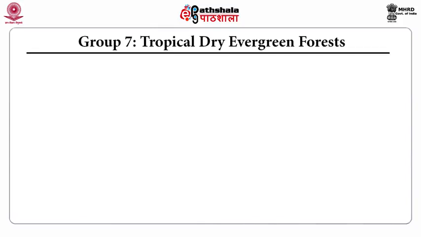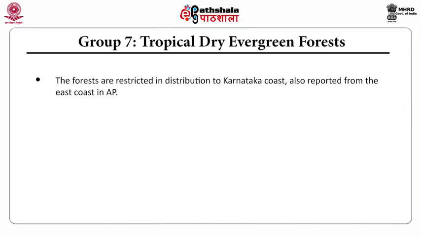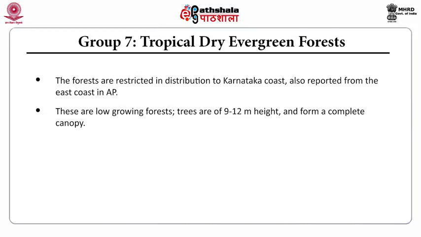Now, we come to group 7. Group 7 is represented by the tropical dry evergreen forests. These forests are restricted in distribution to the Karnataka coast, and also reported from the east coast in Andhra Pradesh. These are low growing forests. Trees are 9 to 12 meters in height and form a complete canopy.